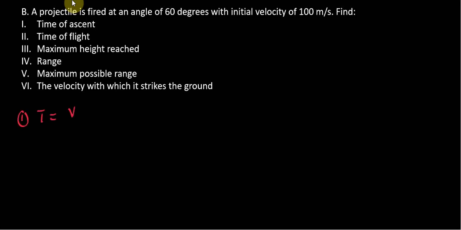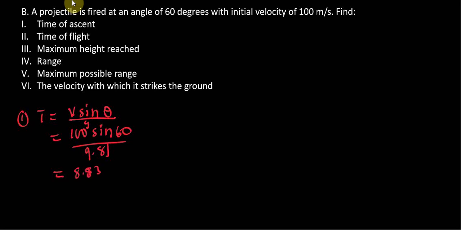Time of ascent will be v sine theta over g. Here, what is the speed? It's 100. Sine, what's the angle? 60. Over g, right? 9.81. So what will be the answer there? The answer there will be 8.83 seconds. That's the first one.